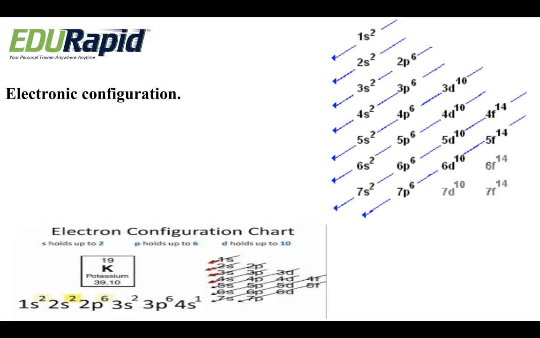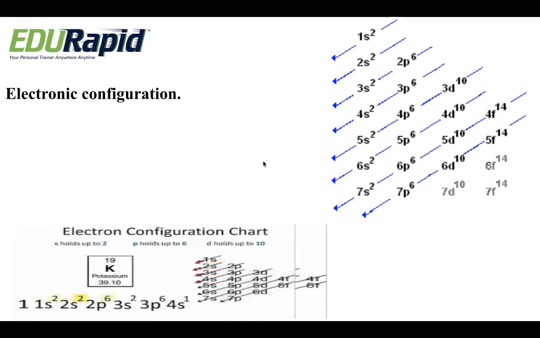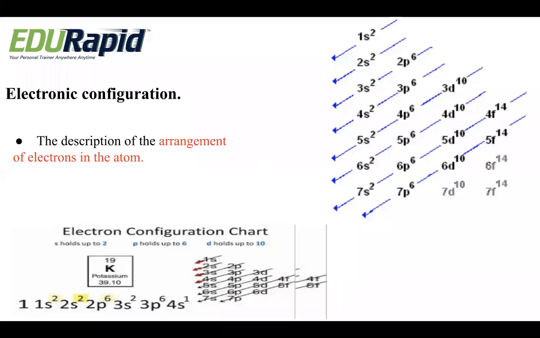Now, let us understand what we mean by electronic configuration. The definition of electronic configuration is the description of the arrangement of electrons in the atom. It seems to be very simple. It is a description of the arrangement of electrons in the atom. So what does it mean?